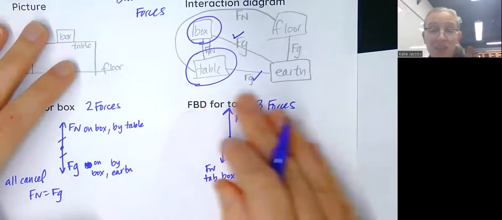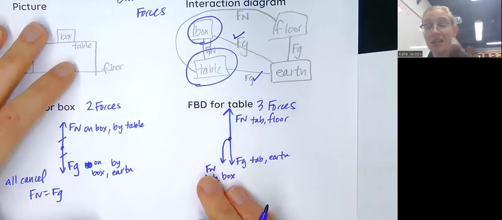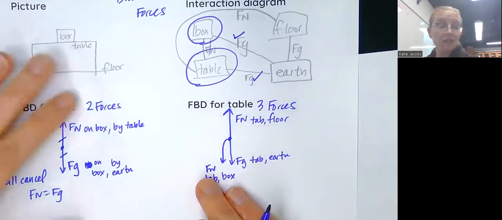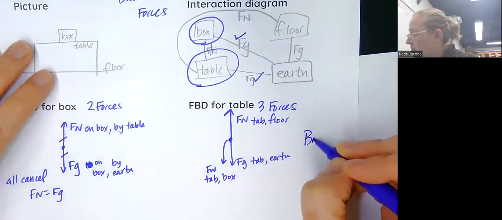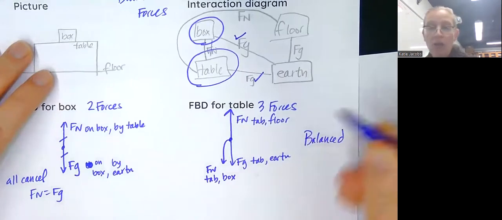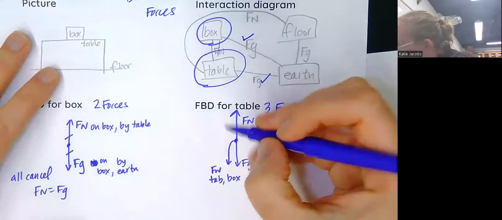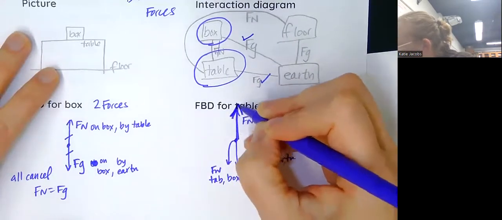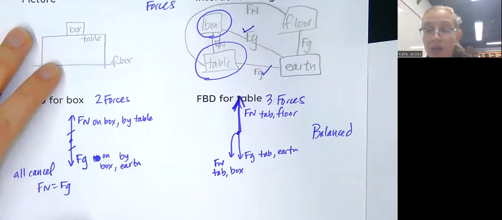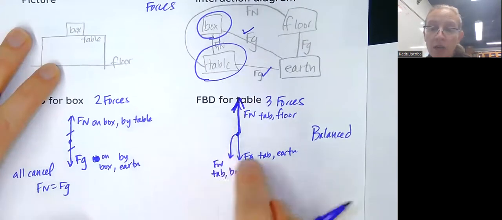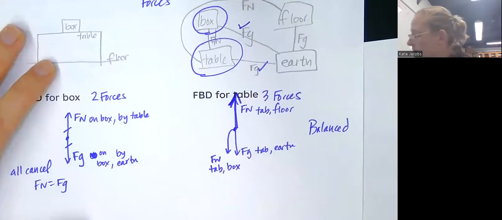Now, is this still a balanced force situation? It is. The table's at rest. It has to be balanced. So all forces must cancel out. How can 3 forces cancel out? Because the one that is up is greater than the 2 that are down. The total up cancels out the 2 that are down together.